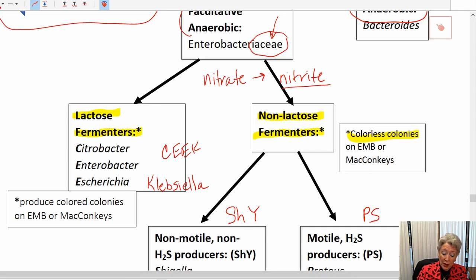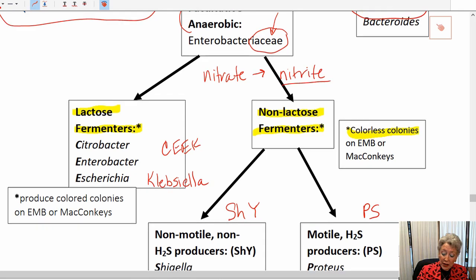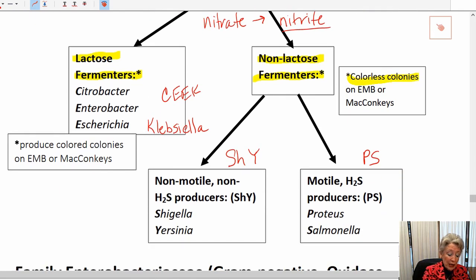Now the second half, the first part of the second half, the SHY portion, Shigella and Yersinia are the ones who don't do anything. And I have a rather not ladylike memory tool here. Remember that when you have Shigella, you are doing nothing but, and then I'll let you fill in the blanks. Okay? So Shigella does nothing but, and that takes in Yersinia also.